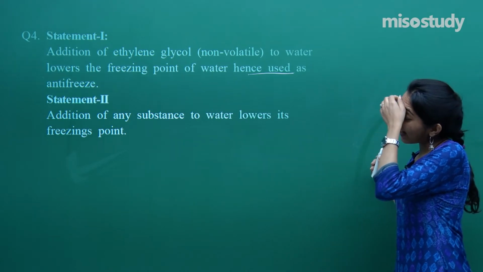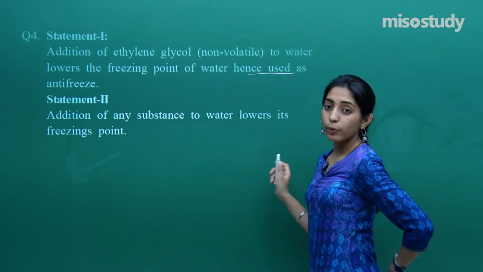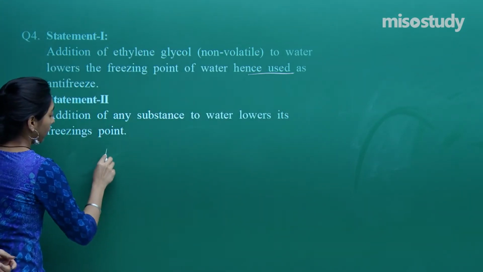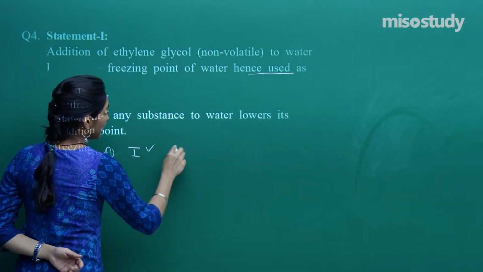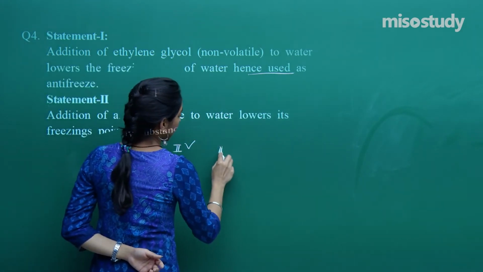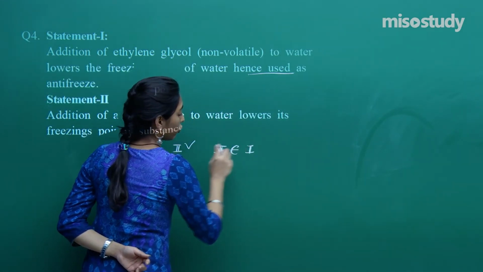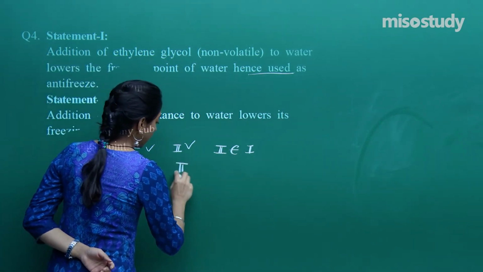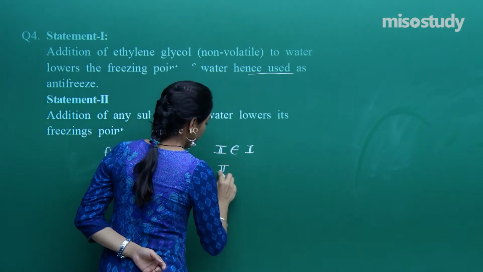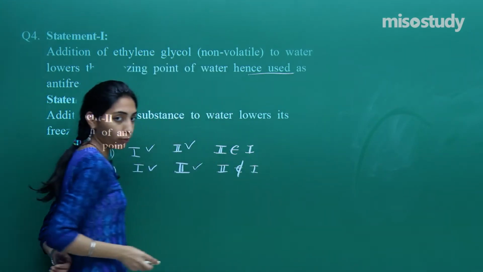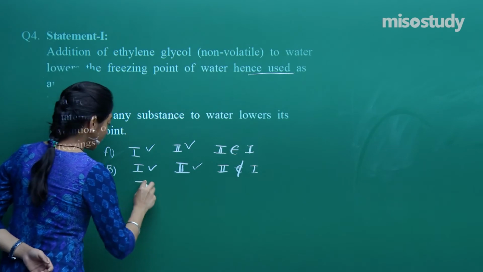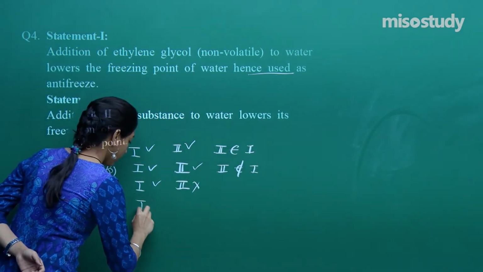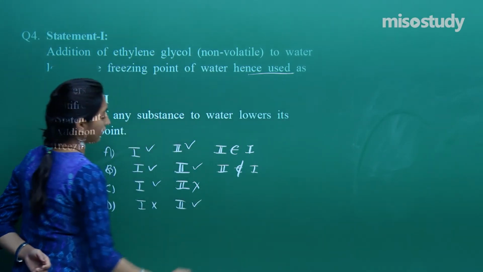Question number 4 is a statement type question. There were 4 options which I didn't mention because they are well known to everyone. Option A: statement 1 is correct, 2 is correct, and 2 is the correct explanation of 1. B: 1 is correct, 2 is correct, whereas 2 is not the correct explanation of 1. C: 1 is correct, 2 is false. And D: 1 is false, 2 is correct.